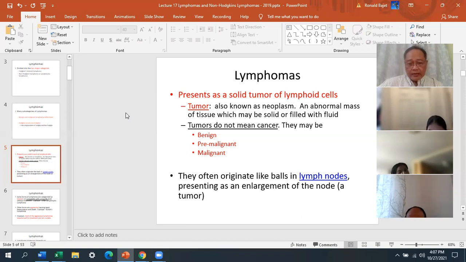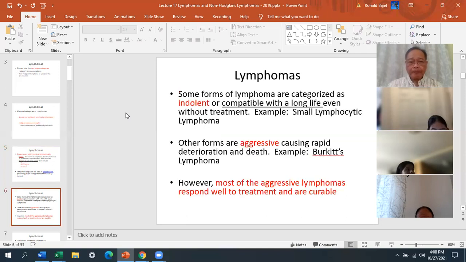And tumors in lymphomas, they often originate like balls in the lymph nodes, like a swelling. It's like a hard mass. And you'll see later on in some of the pictures that I'll be showing you. And it presents as an enlargement of the node or a tumor.